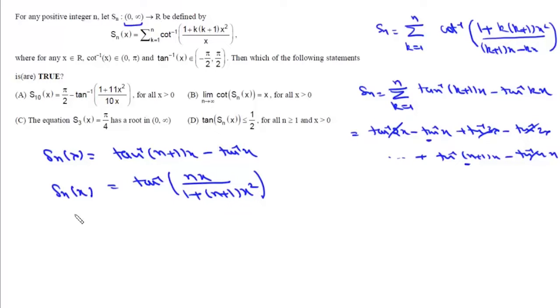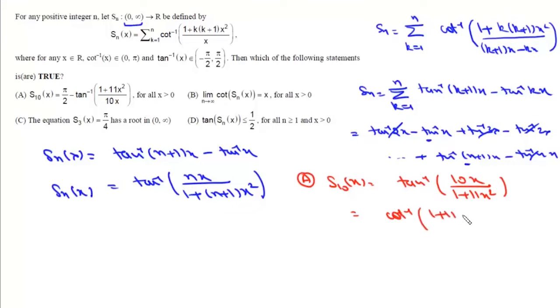Now in this first option, it says S10(x). For this, we'll put n as 10. So it'll be tan inverse of 10x upon 1 plus 11x square. Now we can write this as cot inverse of (1 plus 11x square) upon 10x. And we know that cot inverse x is pi by 2 minus tan inverse x. So it will be pi by 2 minus tan inverse of (1 plus 11x square) upon 10x. That means this option A is correct.